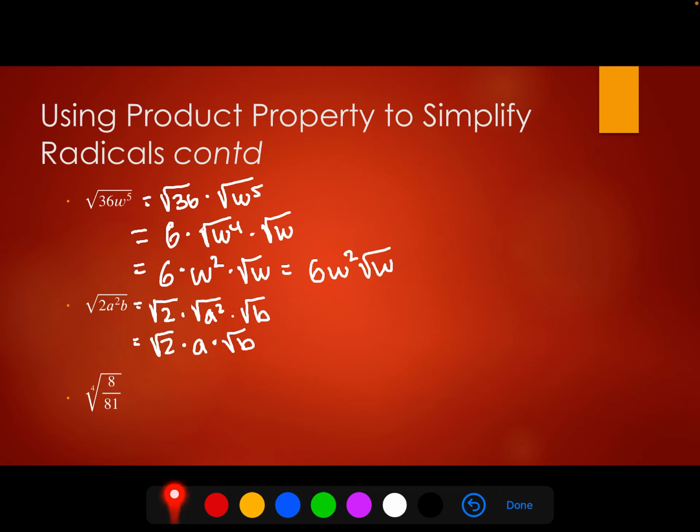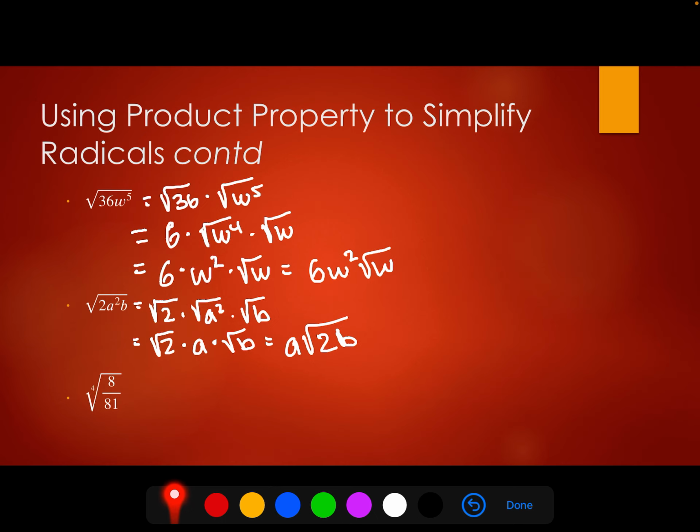And now we can't do anything else with the square root of 2 times the square root of b, so we can just combine these back under one radical. And if we do that, we would get an answer of a times the square root of 2b. And that's it. We just simplified the square root of 2a squared b.